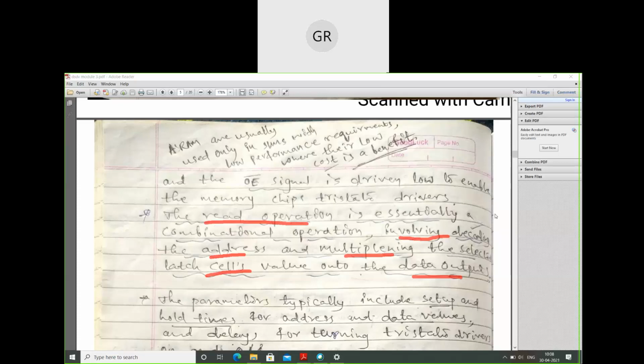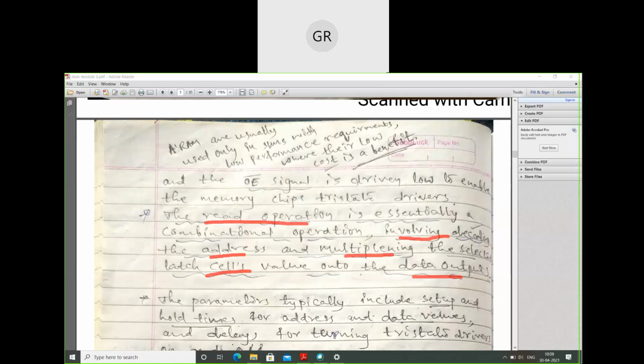See here, in asynchronous SRAM, whatever the read data is, it cannot be sent directly or flow through the data outputs of the memory. Through tri-state drivers, we can flow the read data to the data outputs. Decoding the address and multiplexing the selected latch cells' value onto the data outputs. Just remember this in asynchronous.